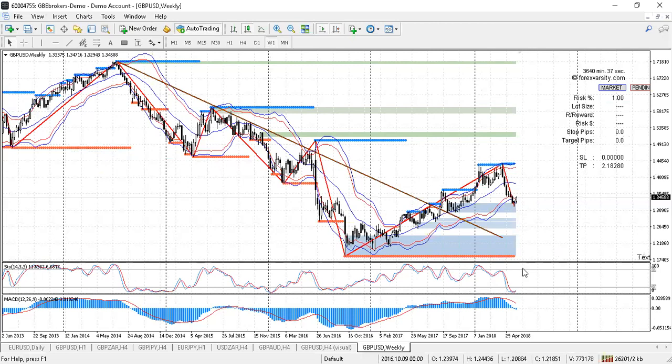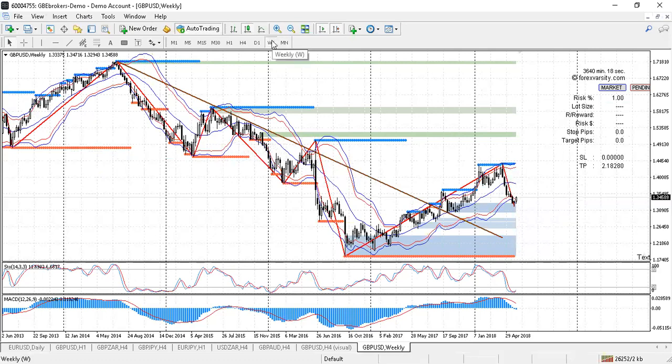Although we've broken this trend line here, we are actually, in fact, still in a downward trend because we're getting lower lows and lower highs. That is definitely lower than that, and so on. So, we're in a downward trend on the monthly, downward trend on the weekly. Let's just see what's happening on the daily.